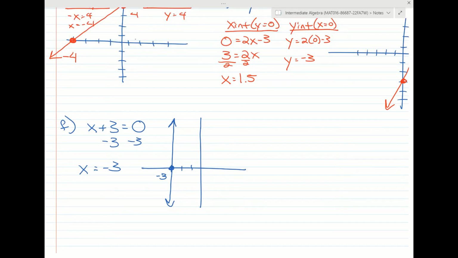And then our next one looks like this. This one just has the x-intercept. The x-intercept is just -3. There is no y-intercept, so we would just say none. You don't want to put 0 for the y-intercept because 0 would mean it crosses right there, and that's not true.